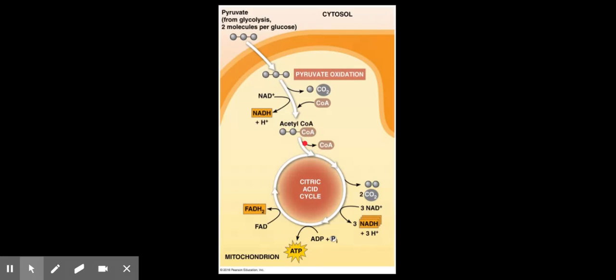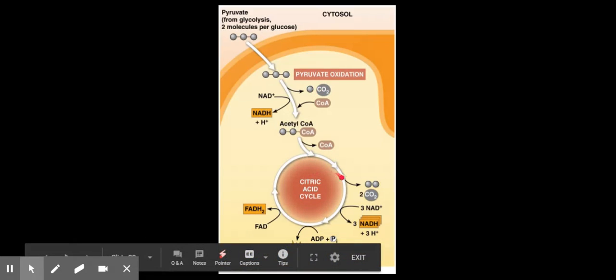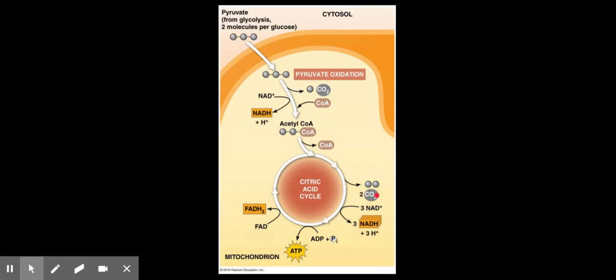Again, this is happening in the matrix of our mitochondria, and the whole job is to complete the breakdown of glucose, right? So we have carbon dioxide released over here already, but as it goes through the citric acid cycle, it's going to complete that process. And so we can see 2 carbon dioxide molecules will be removed again and released as waste.